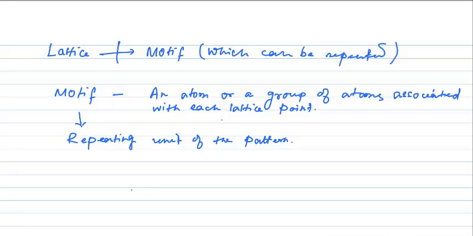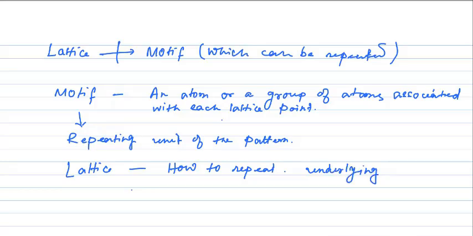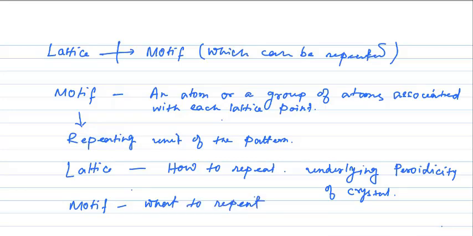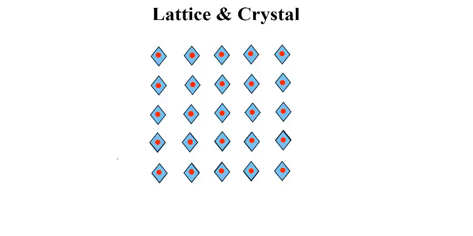Lattice tells you how to repeat, or in other words, you can also say that lattice is the underlying periodicity of the crystal, right? On the other hand, motif tells you what to repeat. So when you want to define a crystal, both of these pieces of information are required. What does it mean basically? It means that when you combine the lattice with a motif, you generate the crystal.